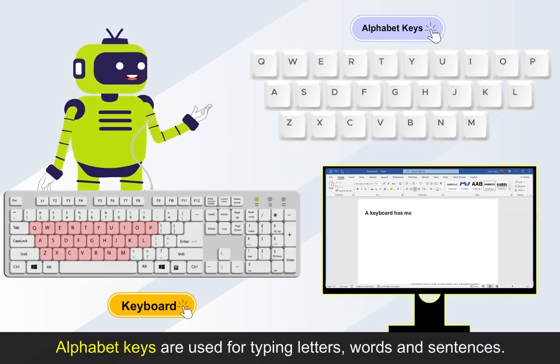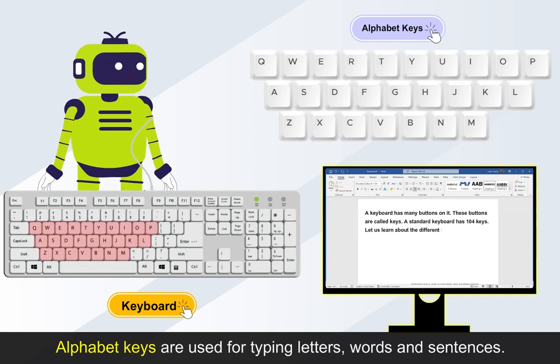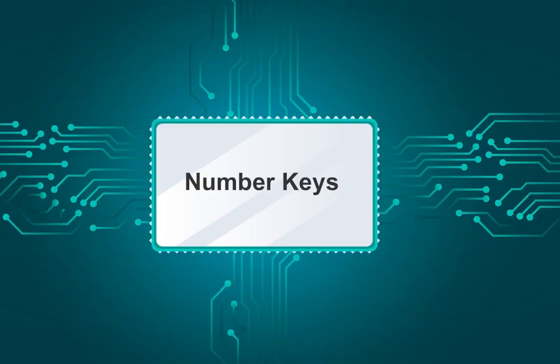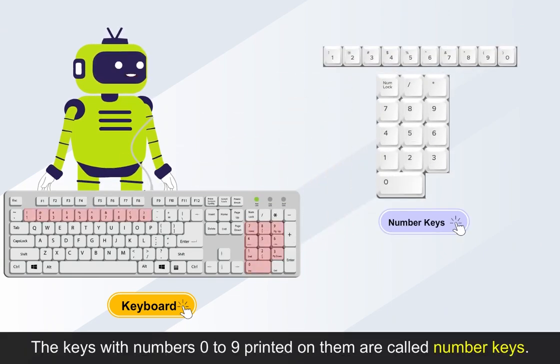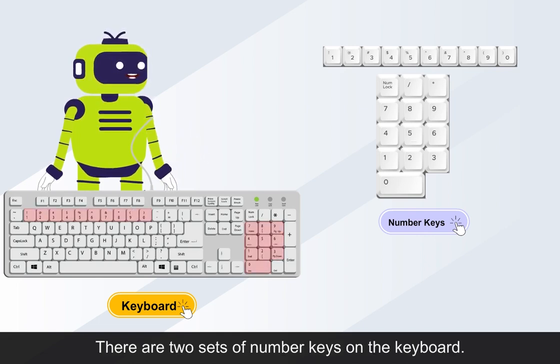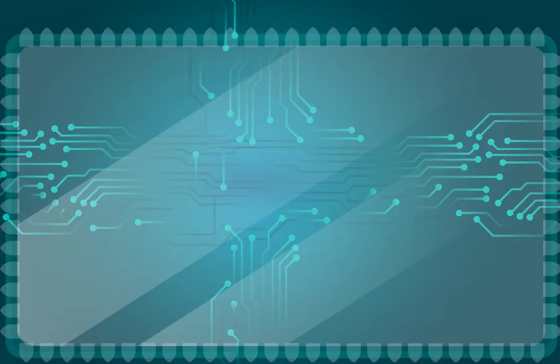Alphabet keys. Alphabet keys are used for typing letters, words, and sentences. These are 26 in number, as shown. Number keys. The keys with numbers 0 to 9 printed on them are called number keys. We use these keys to type numbers. There are 2 sets of number keys on the keyboard.